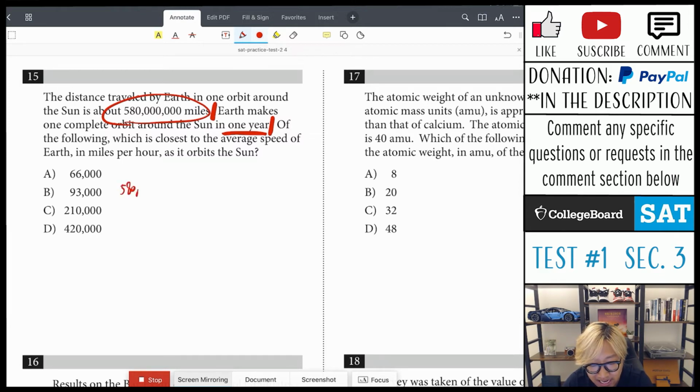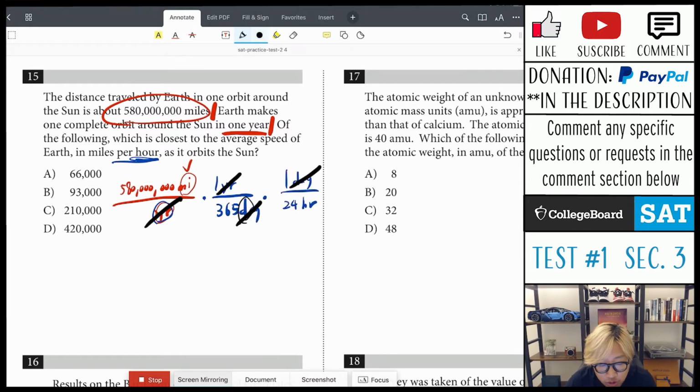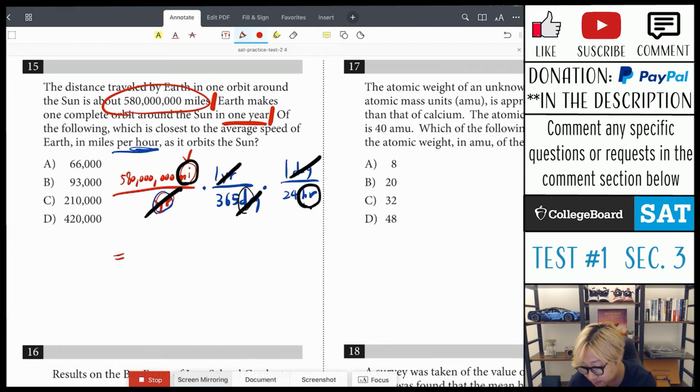So let's do the unit conversion like we did before. So 580 million, we're going to start with that miles per year. First of all, 1 year is 365 days. 1 day is 24 hours. So check this out. I got the miles and I got the hour. So miles per hour, I'm good to go. This is how I know I did it correctly. So just punch this thing into your calculator. 580 million. Make sure you put the right zeros. Divided by 365 and divided by 24 again. In your calculator, I get exactly 66210.04566.